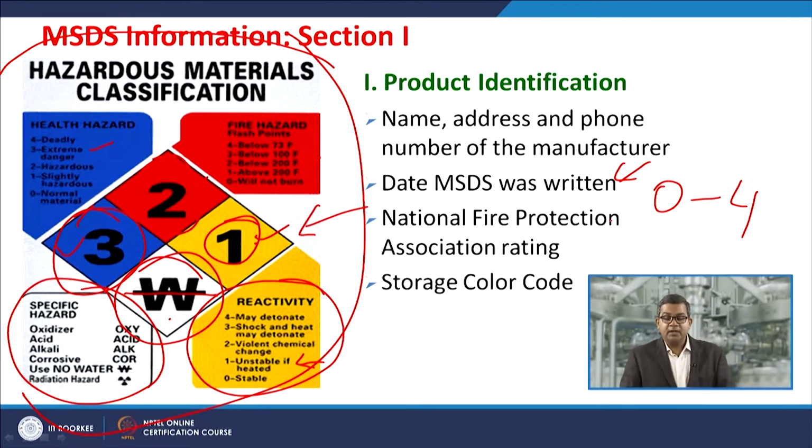The date of MSDS preparation is again very important because every chemical has its own shelf life. So when this chemical was produced or manufactured, you must know the day the MSDS was written, so that you can assess the shelf life and the half life of that particular chemical. There are certain ratings. All these ratings are attributed to the NFPA, the National Fire Protection Association rating, and all these MSDS must possess the storage color code like this, and this one.